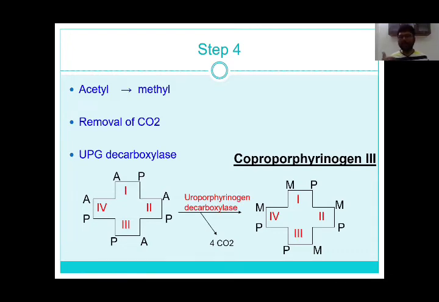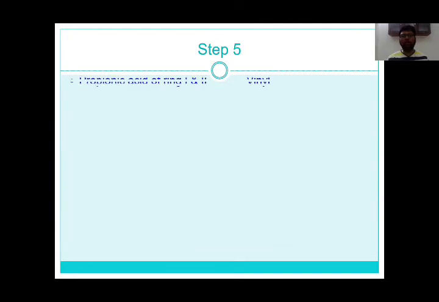Next, what is the difference between this coproporphyrinogen and protoporphyrinogen? In coproporphyrinogen, in the first and second pyrrole ring, we have propionic acid side chain, whereas it will be replaced by vinyl group in protoporphyrin ring. So that is what we are going to do next. The propionic acid side chain in ring 1 and ring 2 will be converted to vinyl group.